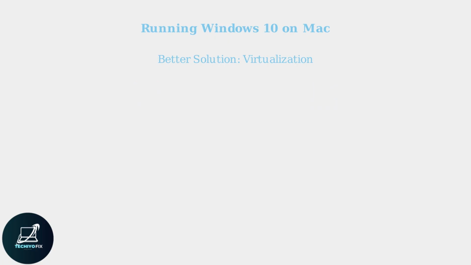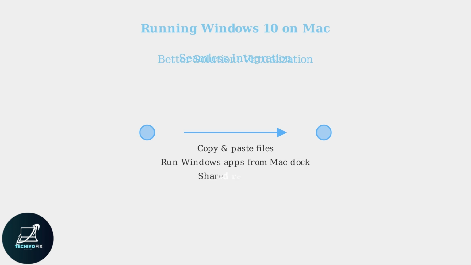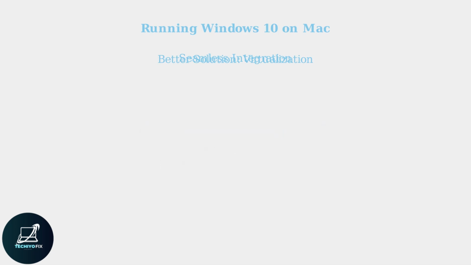These tools allow you to run Windows 10 and macOS simultaneously without rebooting, and can run without the need for a USB drive. This provides seamless integration between both operating systems, allowing you to copy and paste files, run Windows applications directly from your macOS dock, and more. This video will guide you through the process.